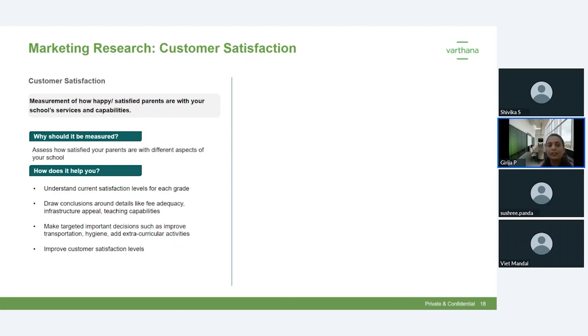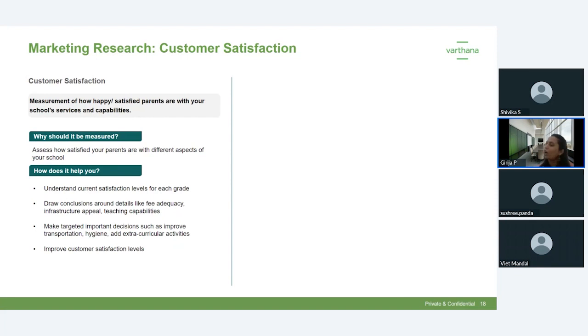It will help you make targeted, important decisions. If you're trying to know customer satisfaction, you will get to know which things they are happy with and which things they are not happy with. For example, maybe they are happy with the infrastructure, but they are not happy with the transportation. So you need to work on the transportation. You can take decisions for transportation, hygiene, and other extracurricular activities. And definitely it will help you improve the overall customer satisfaction level.